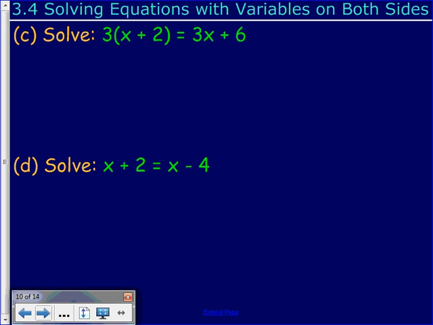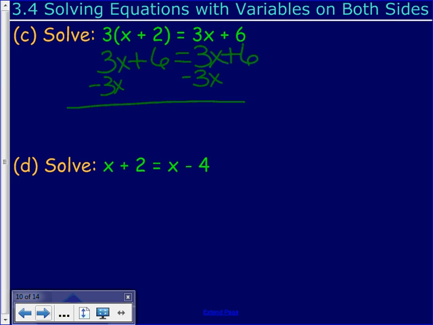Let's try C. It's your third one. Distributive property, so let's take care of that. 3x plus 6 equals 3x plus 6. Something looks familiar there, but let's go ahead and solve this. Let's subtract 3x from both sides, and we get 6 equals 6.